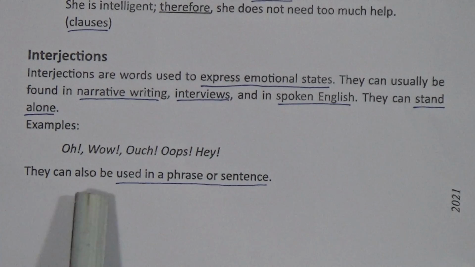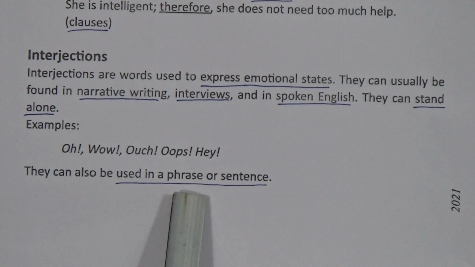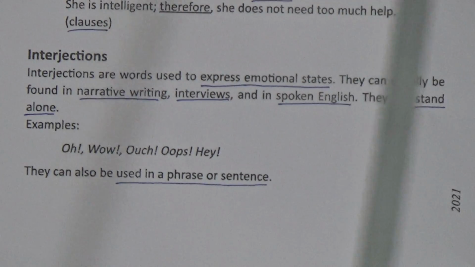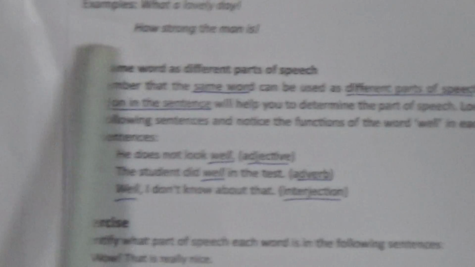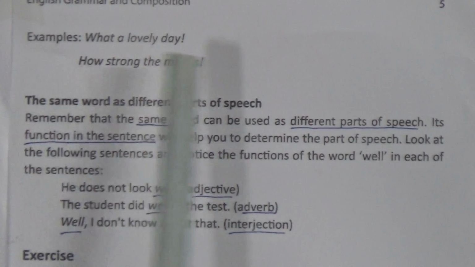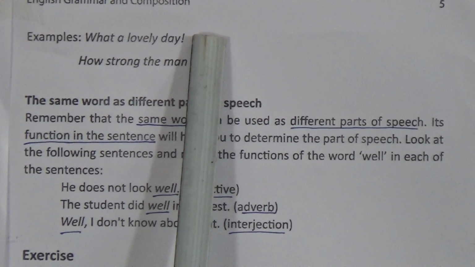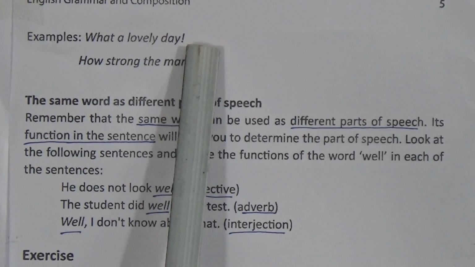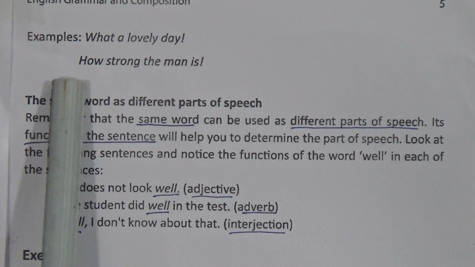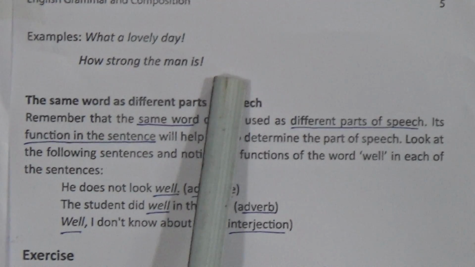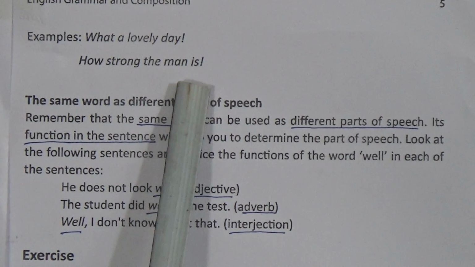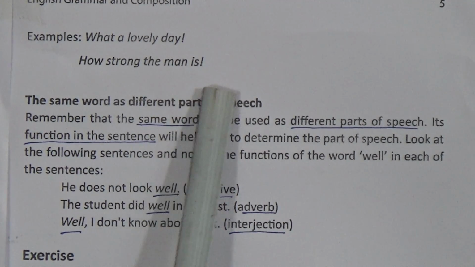But interjections can also be used in a phrase or sentence. Let's see how they are used in a phrase or sentence. Example 1. What a lovely day! Exclamatory mark. See, exclamatory mark is used because it's expressing a strong emotional state. How strong the man is. This is another example of how interjection is used in a phrase or sentence.